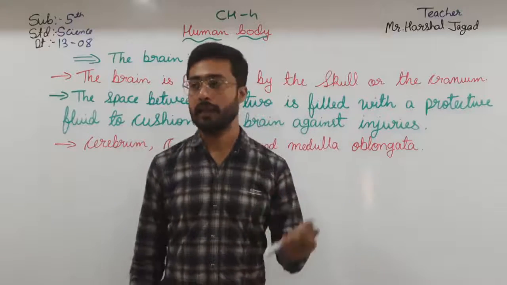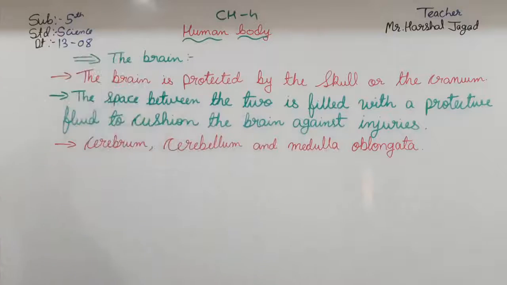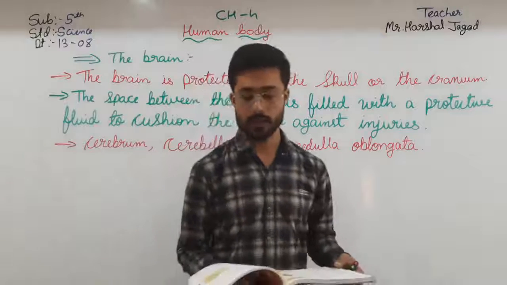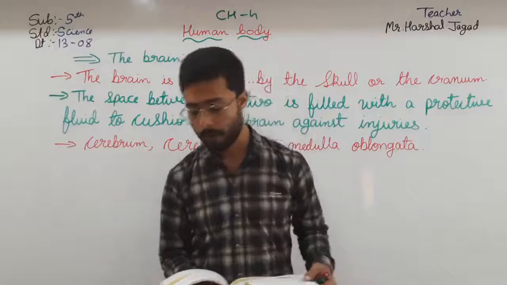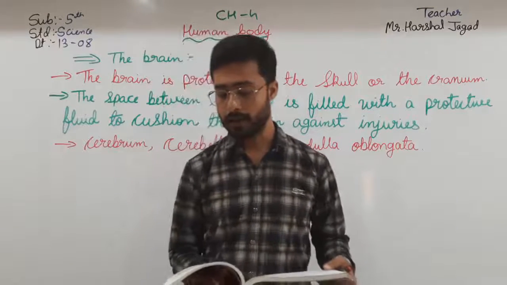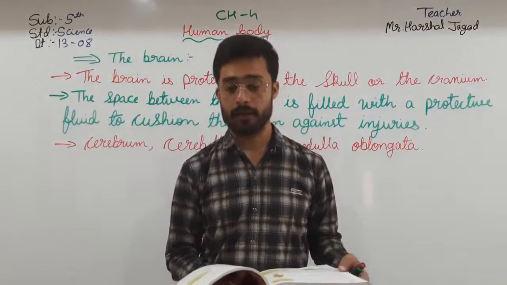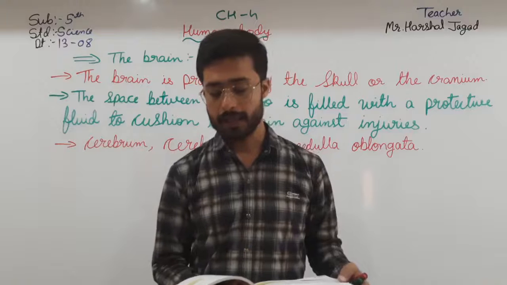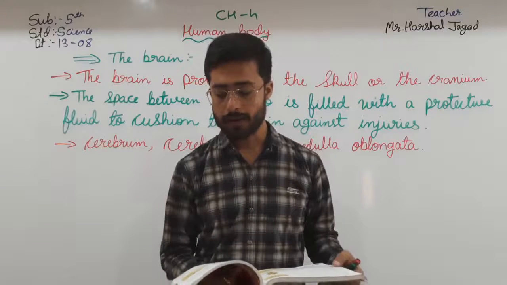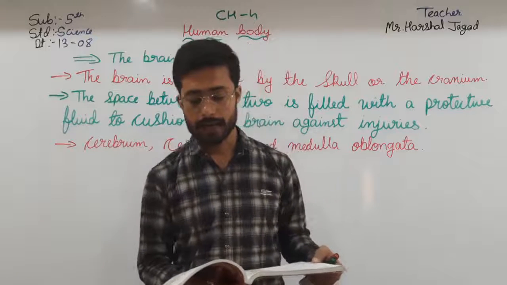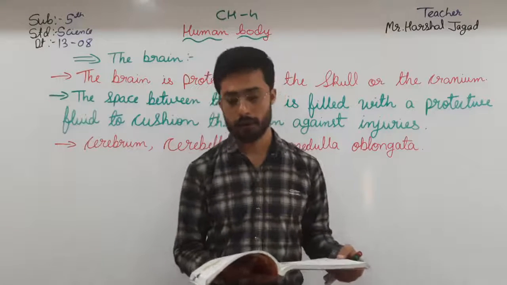Okay, students, now moving on to the next one, that is the spinal cord. The spinal cord extends down from the medulla oblongata down the vertebral column almost to its end. From the central nerve, 31 pairs of spinal, peripheral or side nerves branch out. The spinal cord thus connects the brain with the rest of the body.